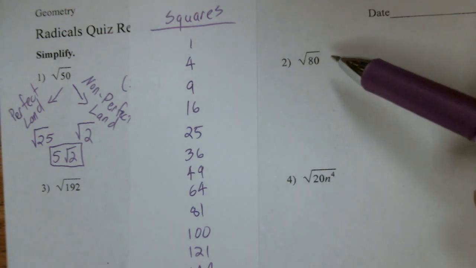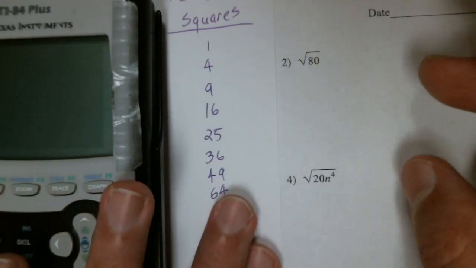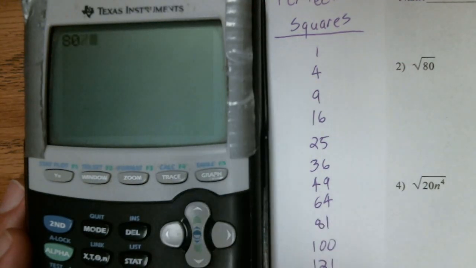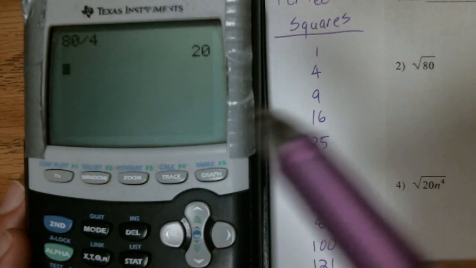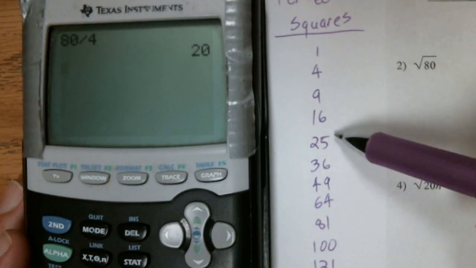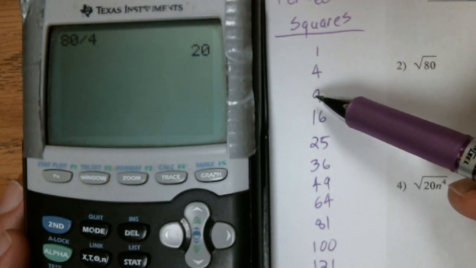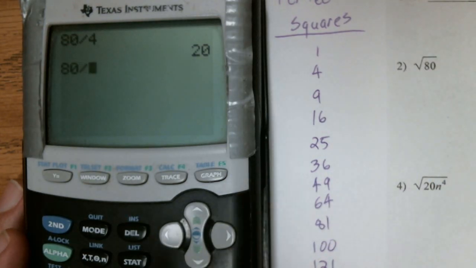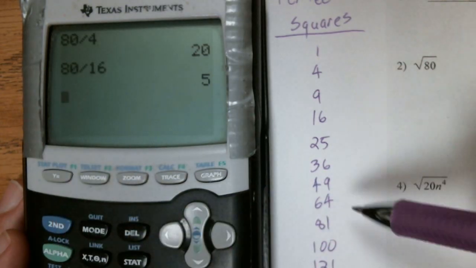Okay, does 4 go into 80? And if you're not sure, guys, use your calculator. If you always struggle with math, just type it in. Does 80 divide by 4? Yes, it does. Okay, so 4 goes into it. What about anything else? 9 obviously doesn't. That's odd. What about 16? 80 divided by 16. Oh, look, 16 goes into 80. And you've got to keep going.